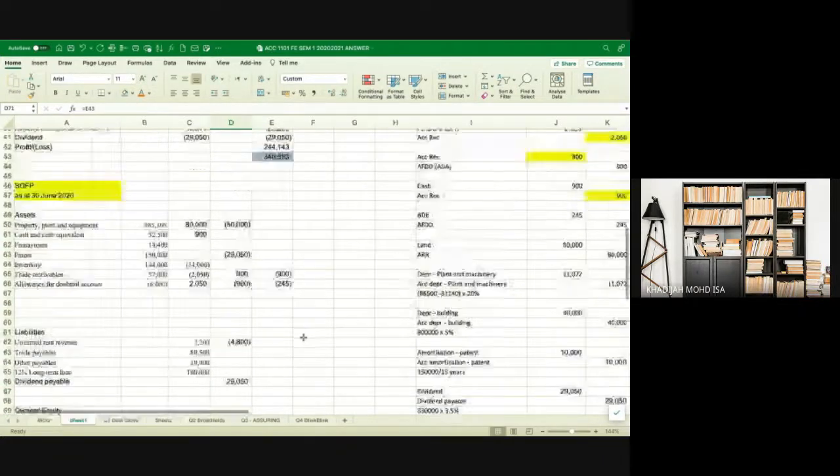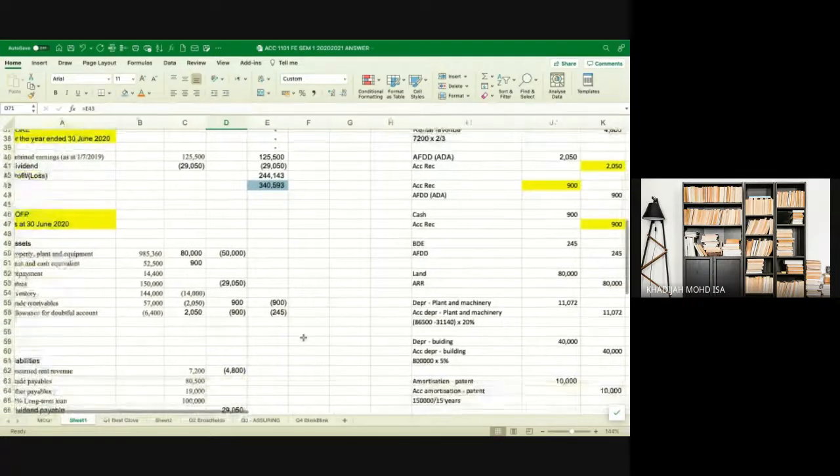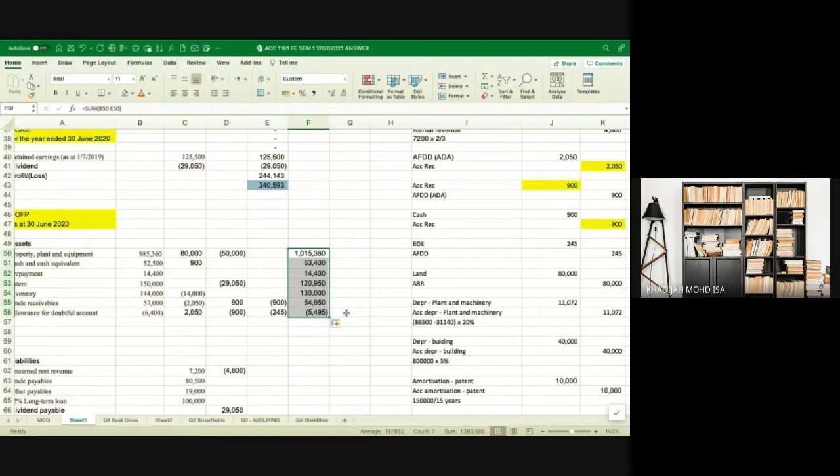And then now for the assets, the updated figure for your assets, you just compute the new figure, right? So if there are any changes, okay, what is the total asset here?